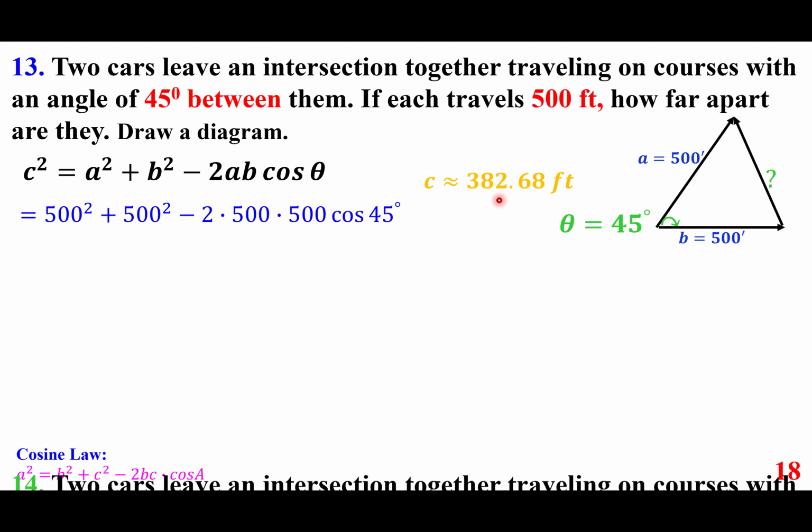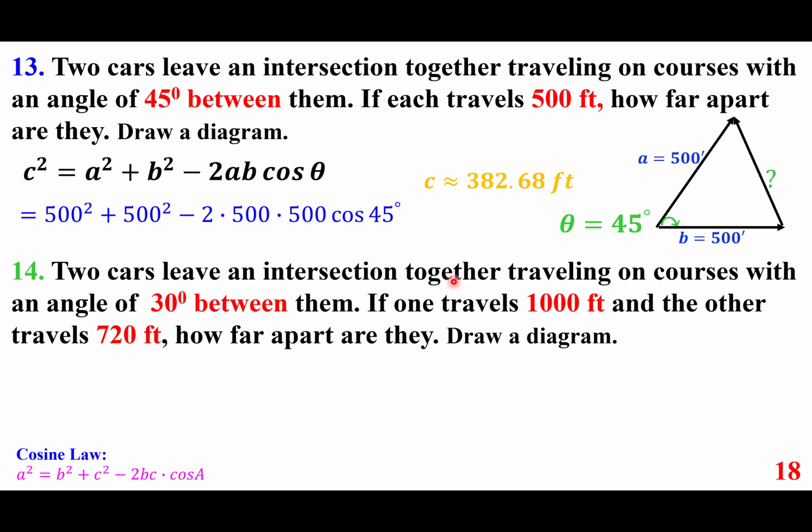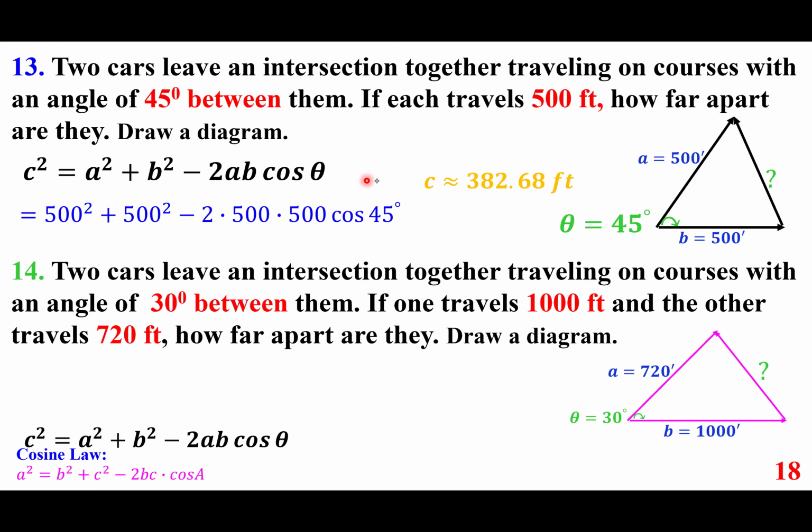Okay, we're going to look at a similar situation. Two cars leave an intersection together traveling on courses with the angle of 30 degrees this time between them. If one travels 1,000 feet and the other one 720 feet, how far apart are they? Draw a diagram. In this case, again, one is going this way, one is going that way, making a 30-degree angle between them. One covers 720 feet, while the other one 1,000 feet, and we are asking to find the distance between the two.